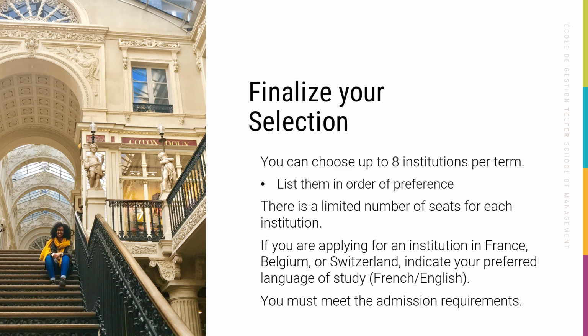You will be able to list up to 8 institutions per term on the application. If your CGPA is between 5.0 and 6.0, it is recommended that you list all 8 institutions. It is important that you list them in order of preference, as there is a limited number of seats at each institution. The popularity of a certain institution will vary from year to year. The seats of each institution will be allocated based on the CGPA of applicants at the time of the evaluation of the application. This is where the order in which you list the institutions plays an important role.